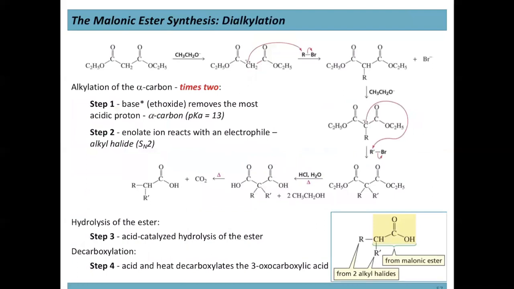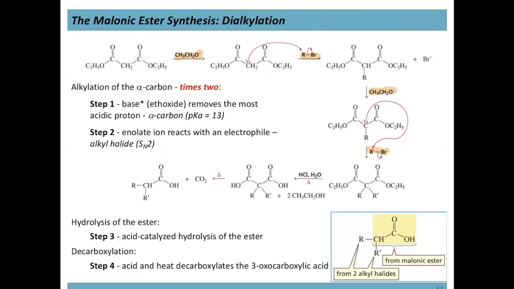We can actually add two alkyl groups, but in order to add two alkyl groups, we need to do it in two steps. A lot of students just want to do it once, but we actually need to do it twice. So notice we deprotonate, add the alkyl group, deprotonate, and add the alkyl group.